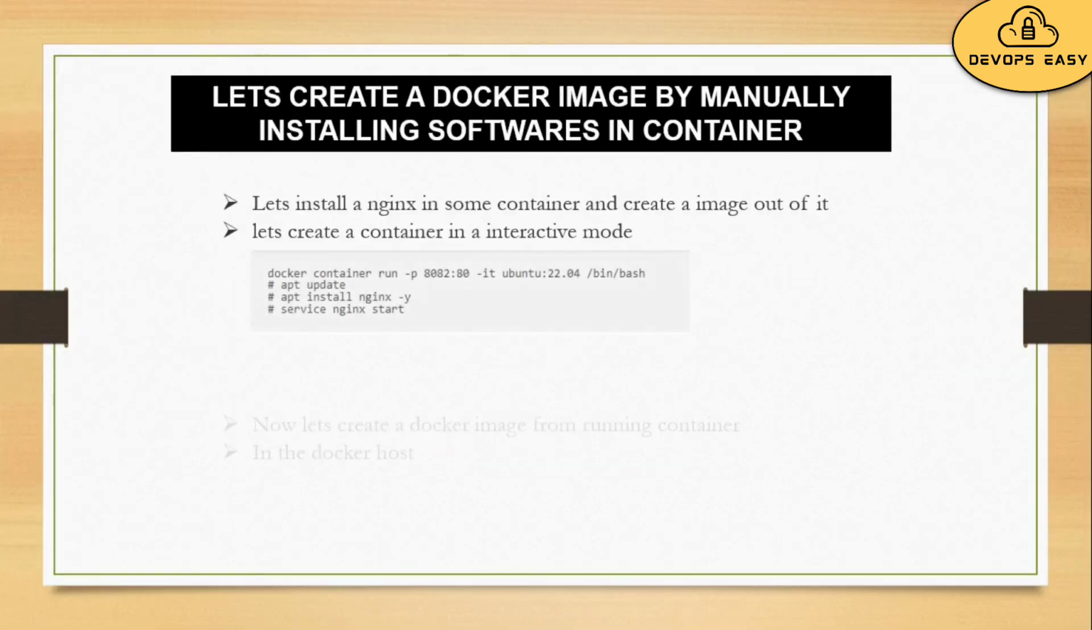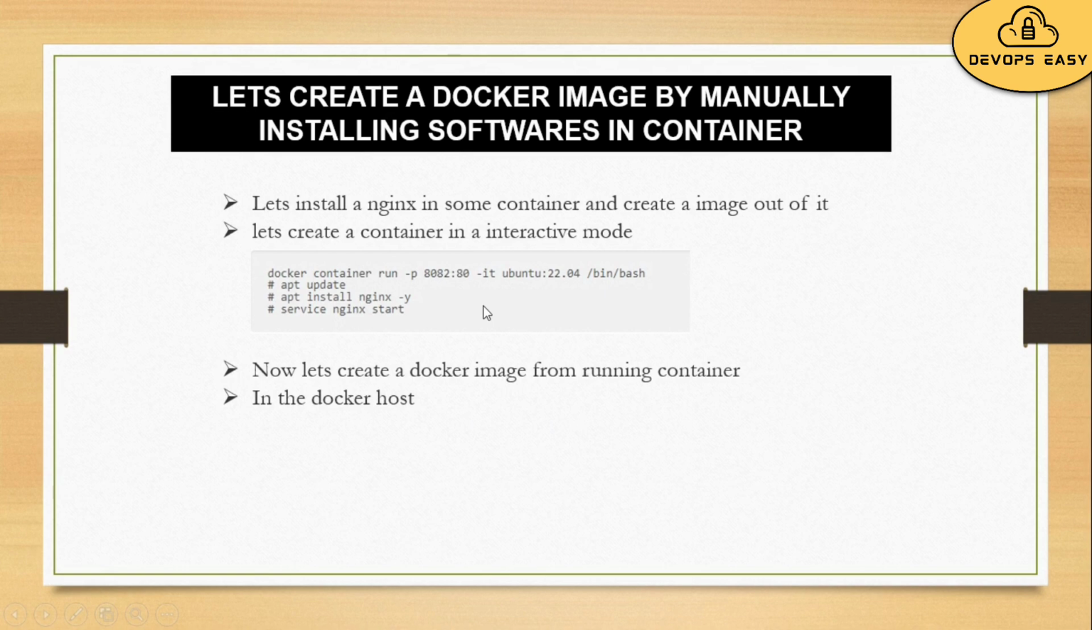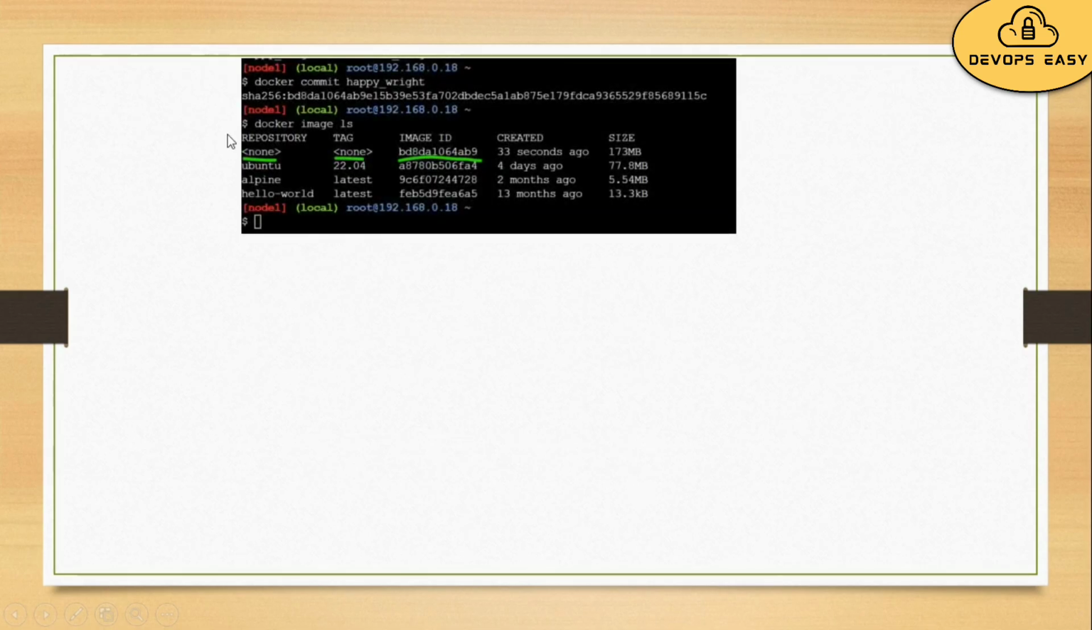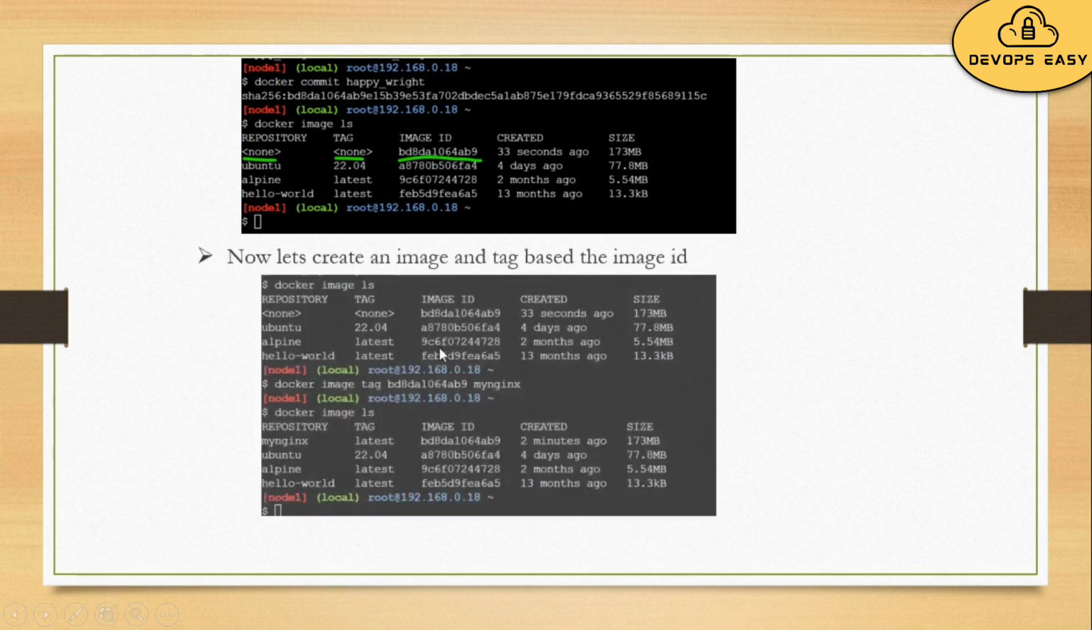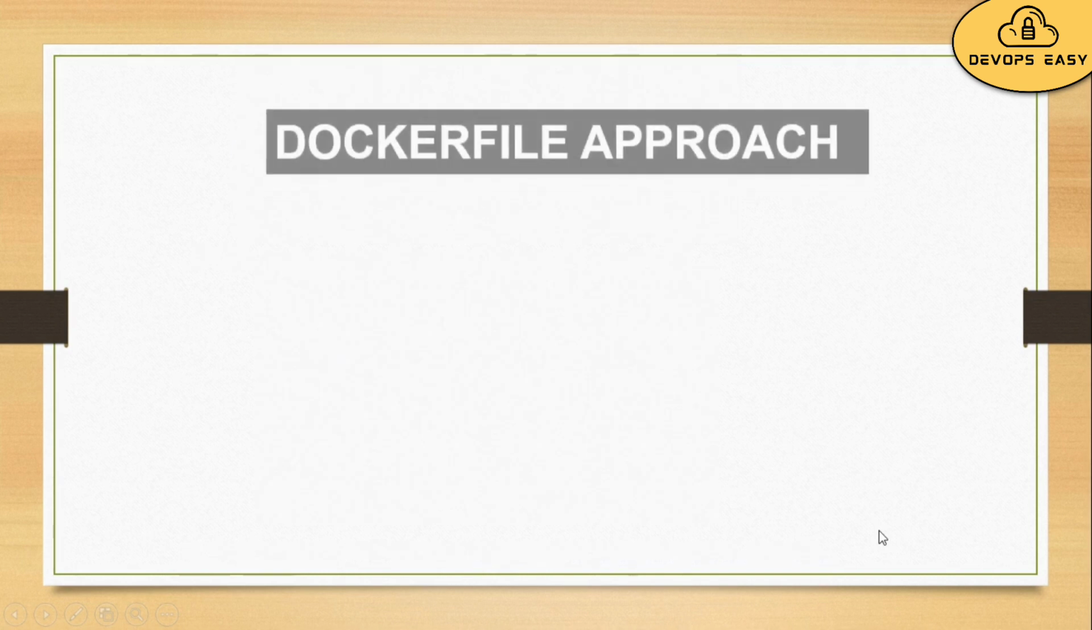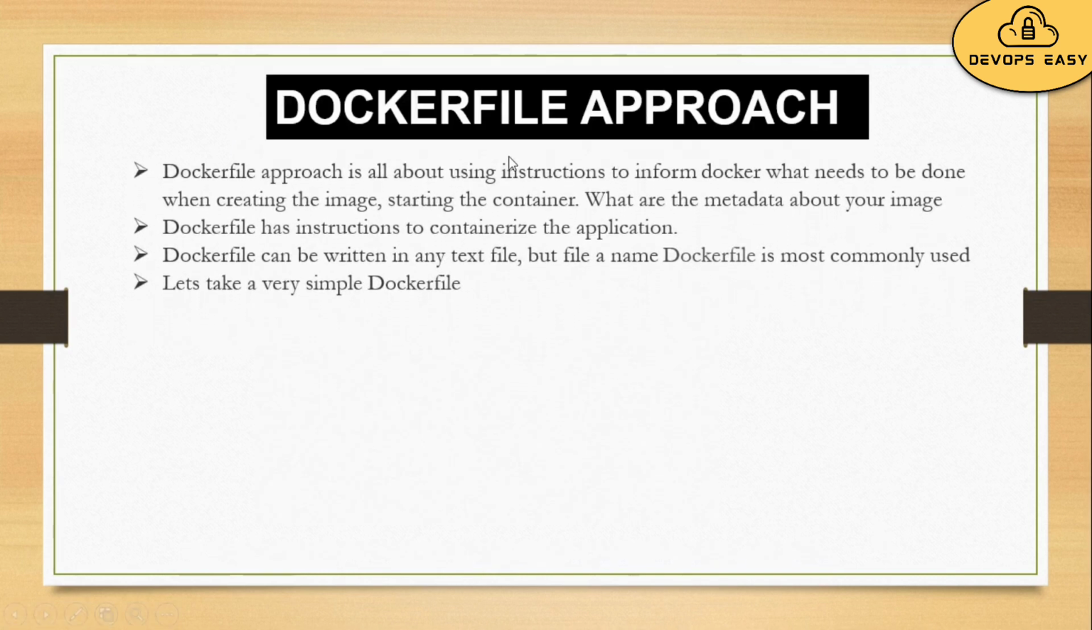Right, I have installed Nginx. Then using docker commit container name and ID, I have created an image. Whenever you create an image, you will get only an ID, you will not get any name. Then using the docker image tag command, I have given a new name. But this approach creates an image but no history of changes. What is this history? I will explain. So what is this Dockerfile?